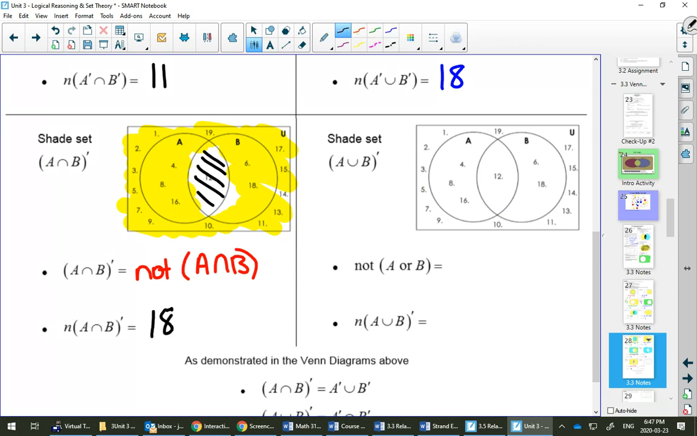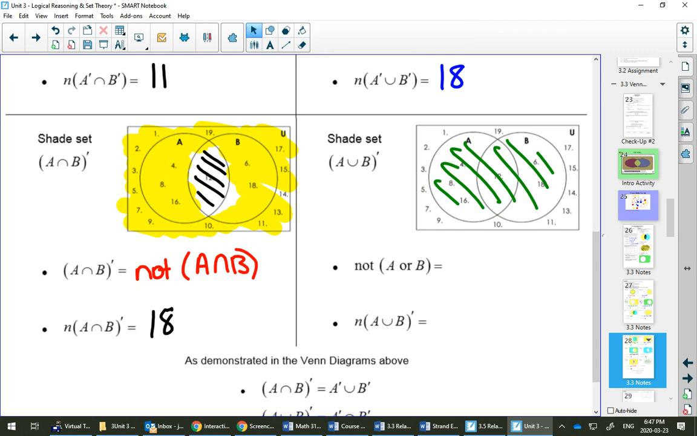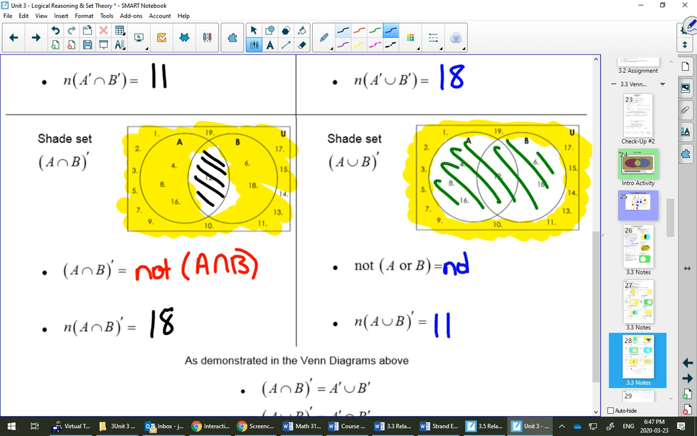And if we look at A or B, that is everything that's in the circles. So not (A or B) would be everything that's outside the circles. Again, the yellow is the shaded part, and this would be 11 elements. So it's not A or B.